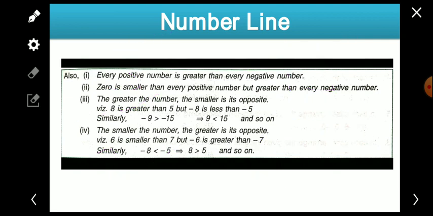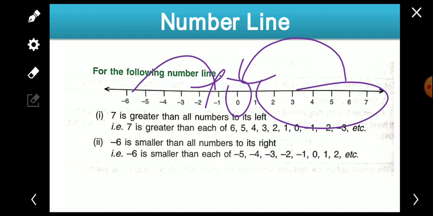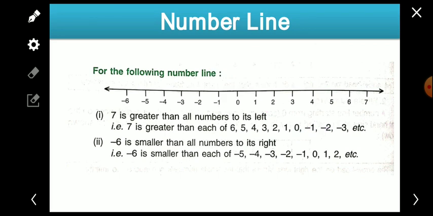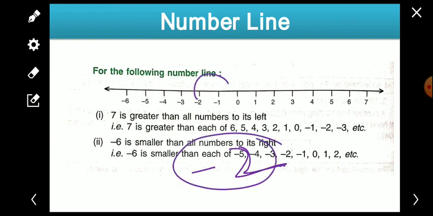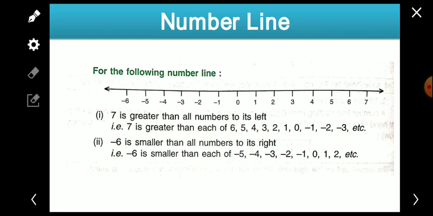So the greater the number, the smaller its opposite. Suppose I am taking 2 and its opposite, minus 2. You see the difference. If I take 1 and its opposite, there is a difference of only 2. So these are the opposite numbers. Now if we take 2, then there is a difference of 4 between it and its opposite.